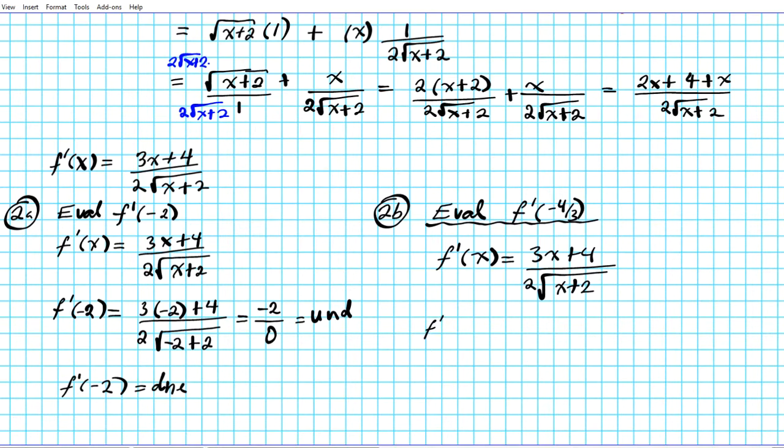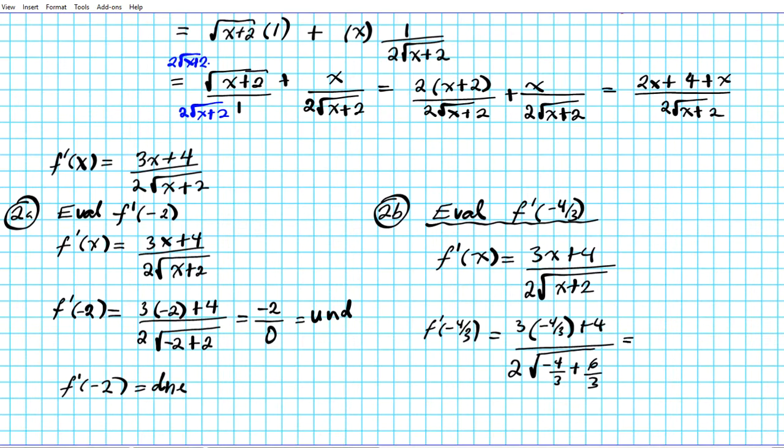F prime of negative 4 thirds gives us 3 times negative 4 thirds plus 4 all over 2. Let's make this 2 here bigger so it doesn't look like an index. So we have a big 2 here. Alright, so 2 root x plus 2. So we have negative 4 thirds in x's place, plus 2. We can write 2 as 2 over 1 times 3 over 3, which is the equivalent form 6 over 3.